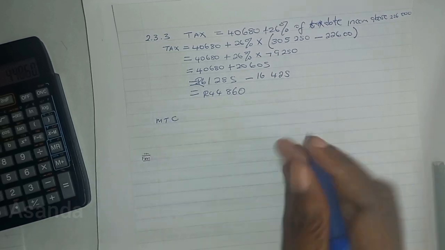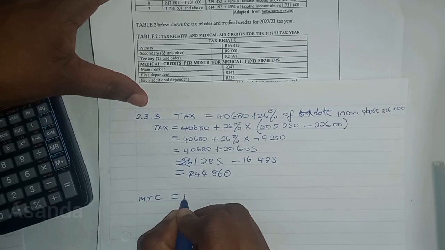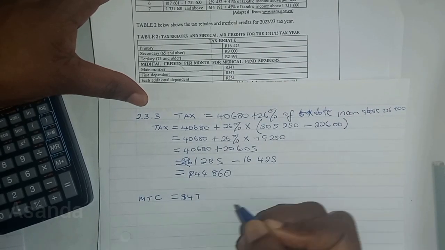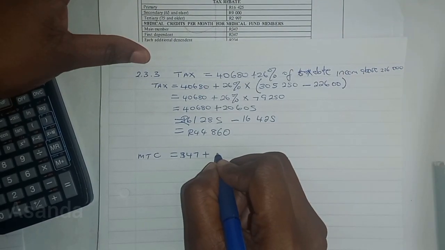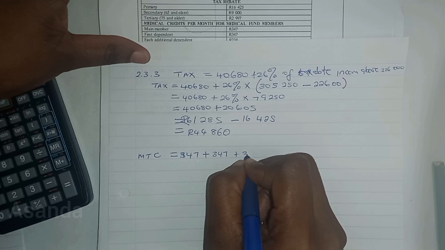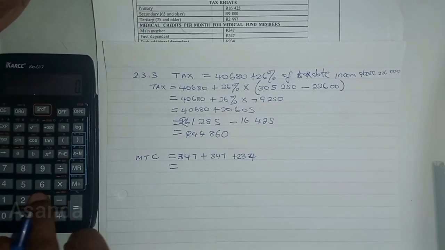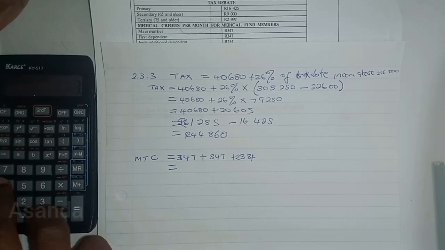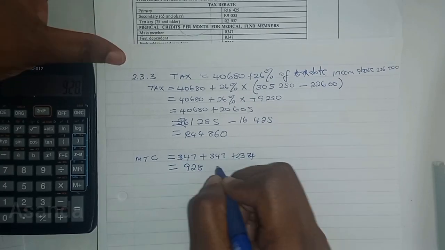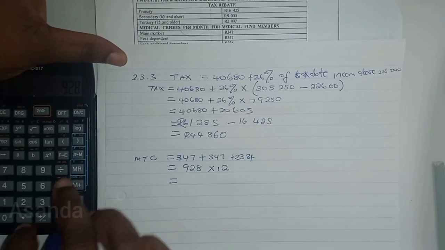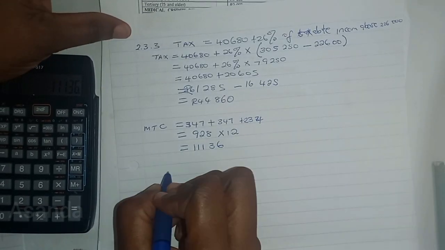So medical tax credits, we first need to calculate how much that's going to be. It's himself, which is the main member, 347 plus his wife, 347 plus the child, 234. Okay, that is 347 plus 347 plus 234, and that's 928. You have to multiply this by 12, and then you get 11,136.